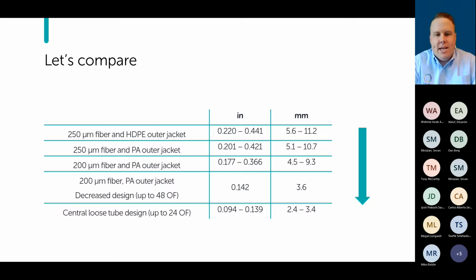And just continuing that all the way down to our central loose tube design, you're potentially at less than a tenth of an inch for an outer diameter of the cable, which to me is just absolutely mind-boggling, having fibers in something that small. But it's absolutely possible, and maybe in your network you might come across a need for something that small, and there's an option there for you.